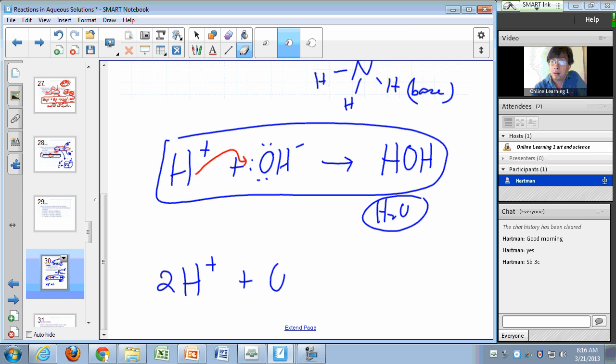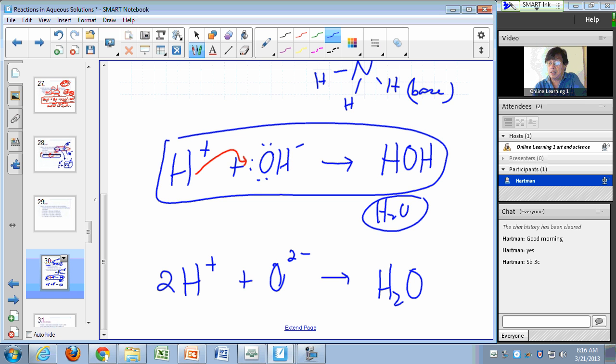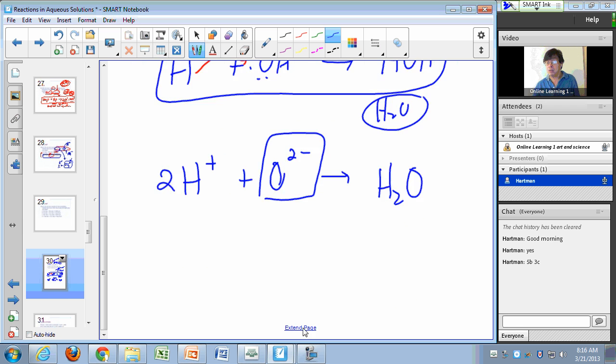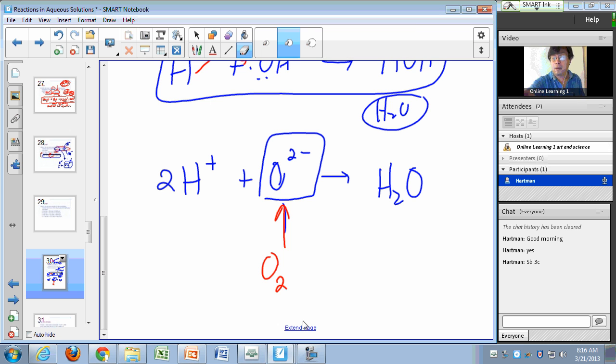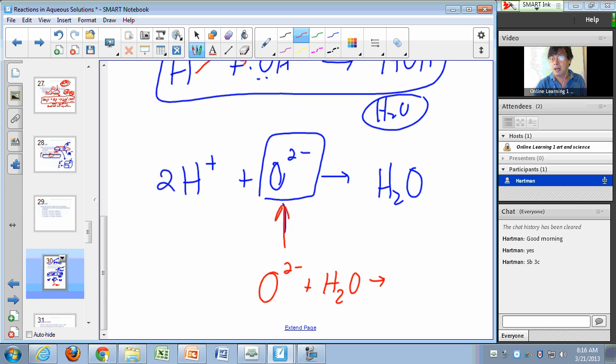That will give you H2O. So this oxide ion might be part of a solid ionic compound. This oxide right here is not something you'll typically find in water, because this oxide ion cannot exist in water. What happens as soon as you have an oxide ion and it finds a water molecule is it picks up a proton from the water molecule to give you 2 hydroxide ions.